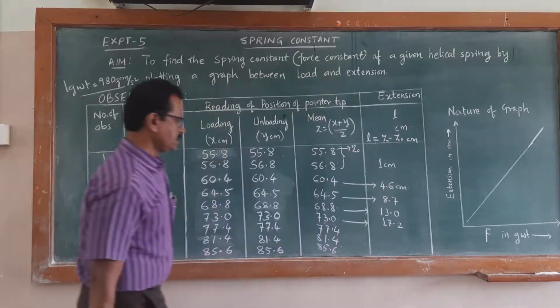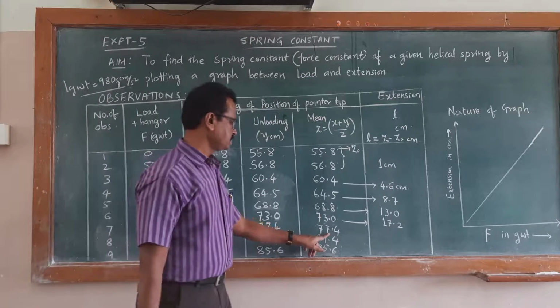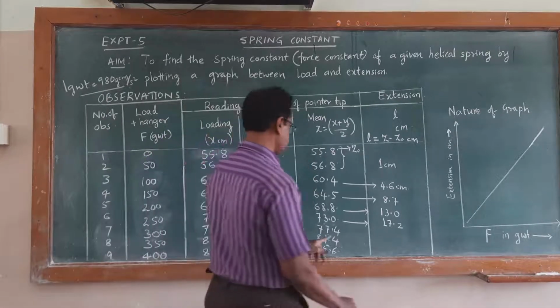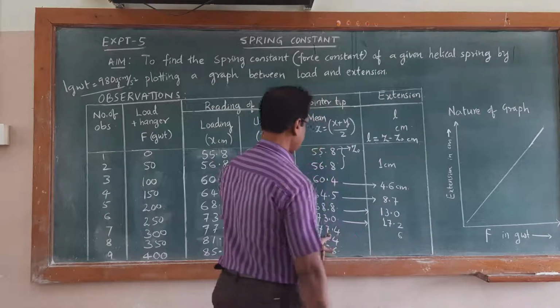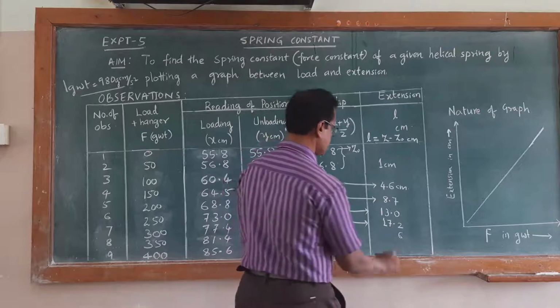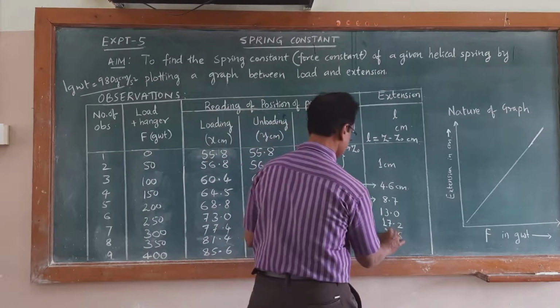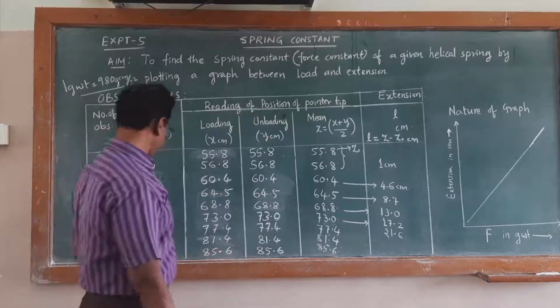Right? Now for 300 gram, the corresponding reading is 77.4. 77.4 minus 55.8. 14 minus 8 is 6. Carry 1. 7 minus 6 is 1. And 7 minus 5 is 2. 21.6.